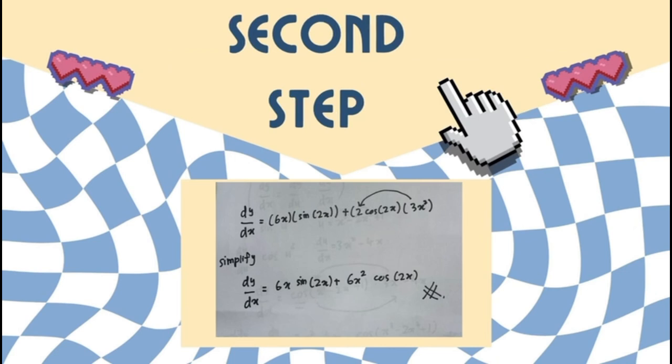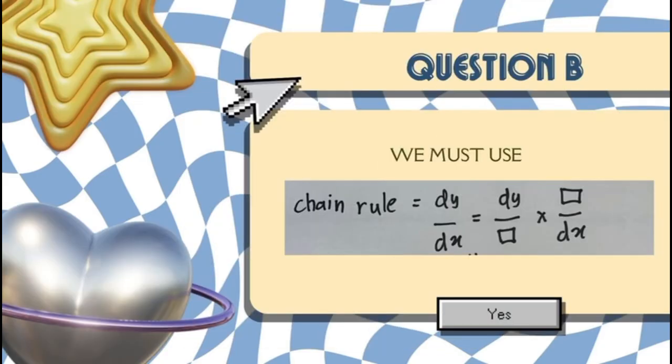Now we substitute everything into the product rule. That becomes dy over dx equals 6x multiplied by sin 2x plus 3x squared multiplied by 2 cos 2x. And we simplify it, so the final answer is dy over dx equals 6x sin 2x plus 6x squared cos 2x.